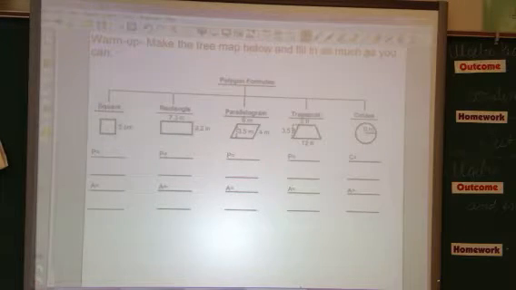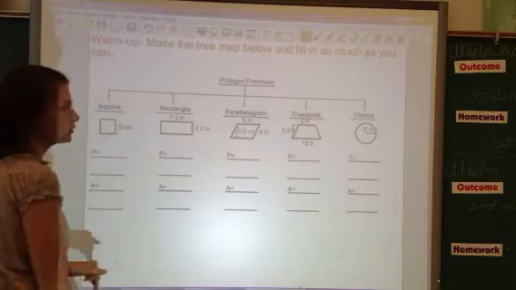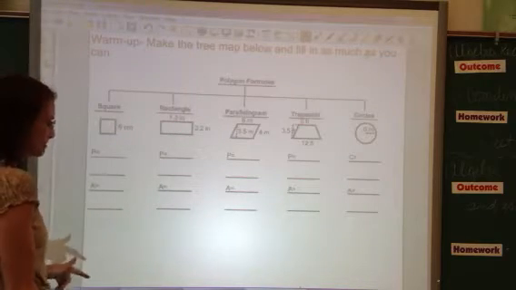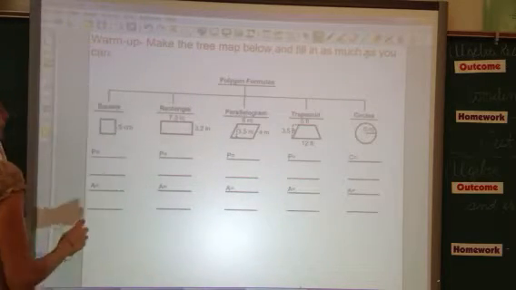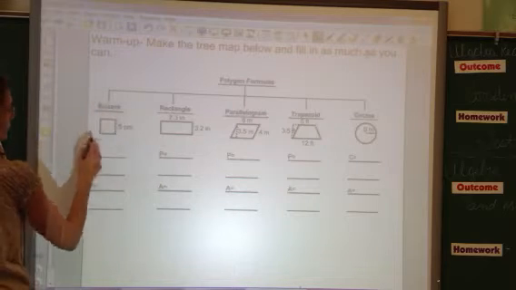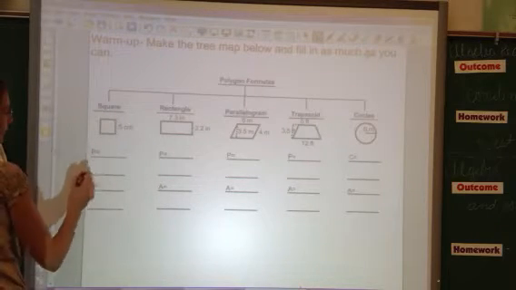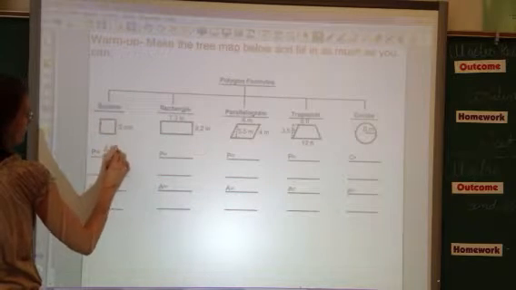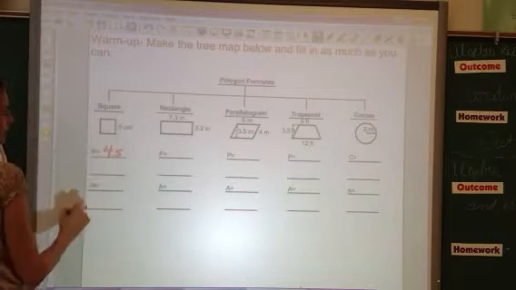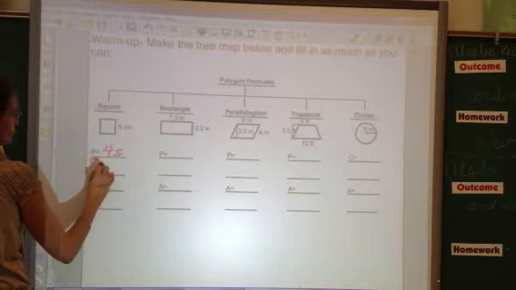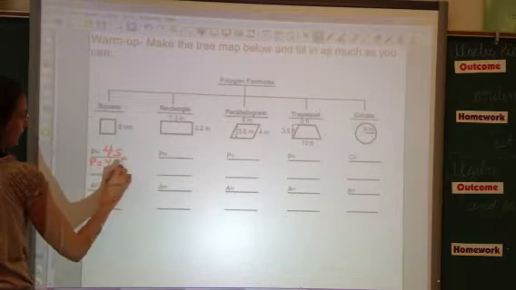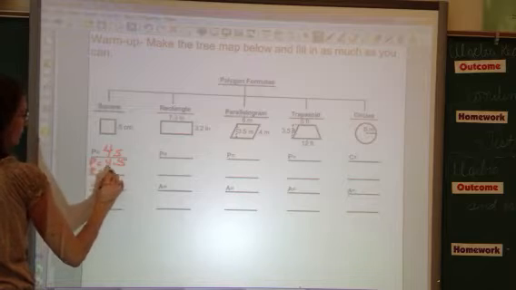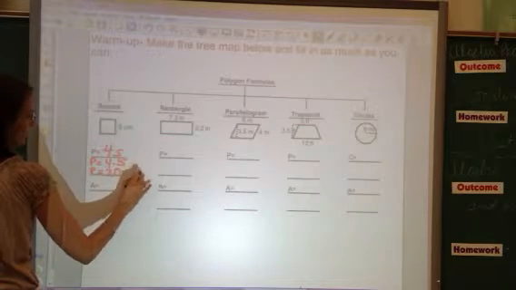Tonight you're just going to be reviewing formulas, and tomorrow I will show you what you're going to do with the formulas. So for our first example up here, we're making a tree map. We have a square. P stands for perimeter. And to find the perimeter, we can add up all the sides, or we just do 4 times S because all the sides are the same. So for this one, we have 4 times 5, which equals 20 centimeters.